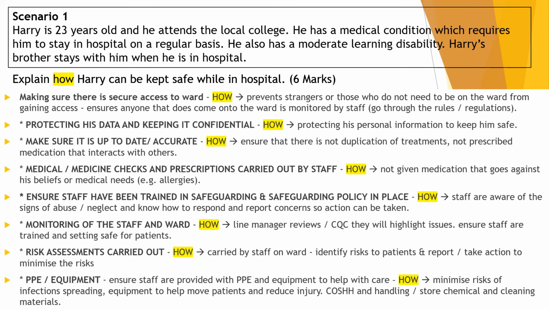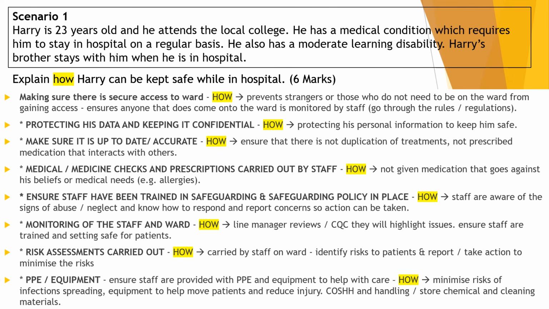And last but not least, PPE. We've all been familiar with PPE. We all probably have a load of PPE knocking about at home. And again, one way to keep Harry safe would be ensuring there is PPE and correct equipment. This will reduce the risk of infection spreading. This will reduce the risk of injury, having those COSHH procedures for handling and storing chemicals. All of that will keep Harry safe while he's on the ward if they are followed.